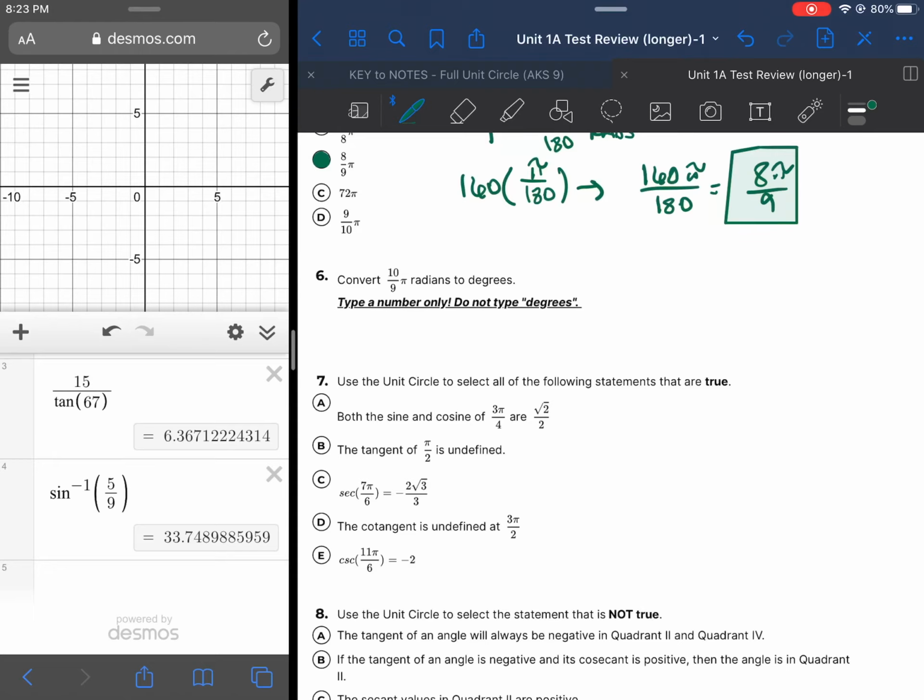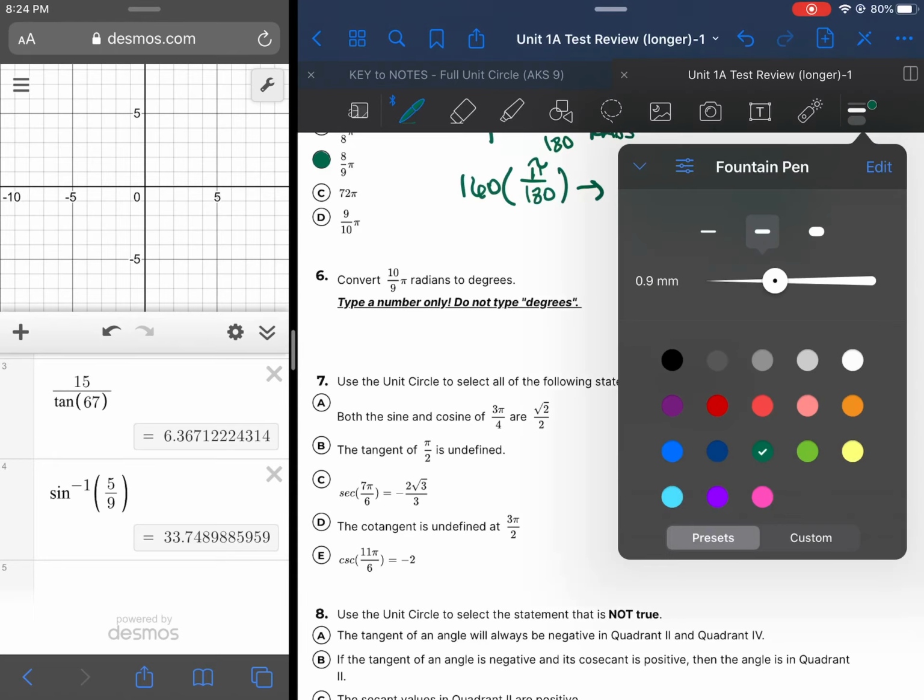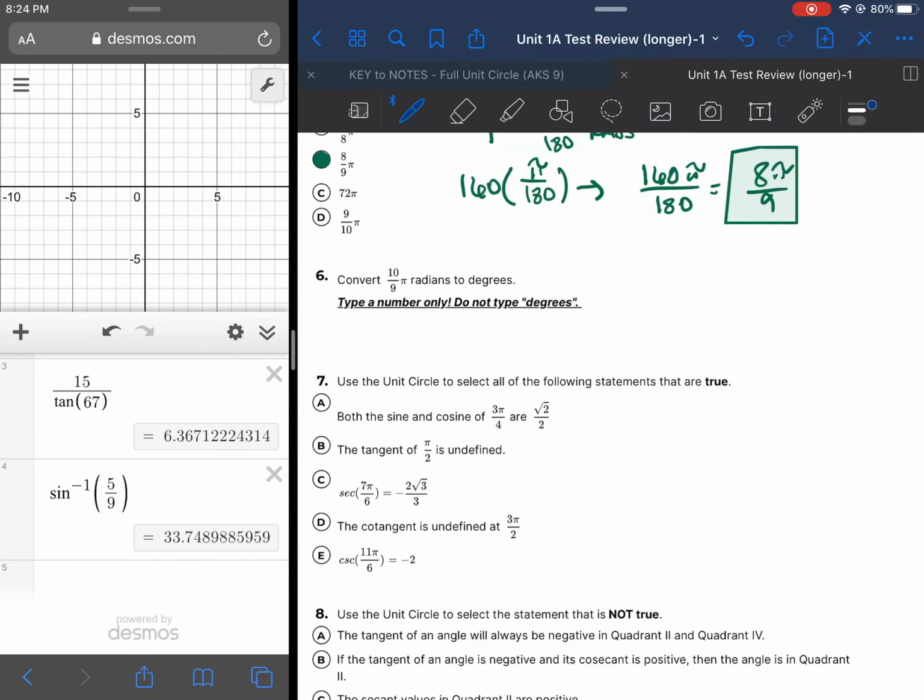All right, for problem number 6, now we want to convert 10 pi over 9 radians to degrees. So now we're moving in the opposite direction. Well, recall that 1 radian is equal to 180 degrees divided by pi. Again, this is one of the formulas that we derived in class. So to convert 10 over 9 pi radians to degrees, we're going to take 10 over 9 pi, and we're going to multiply it by 180 degrees divided by pi.